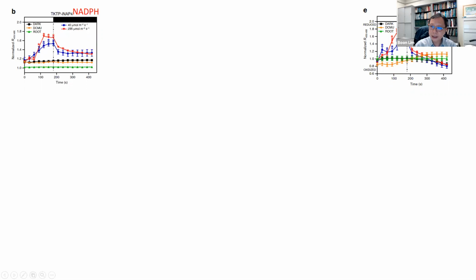And here is the NADH-NAD ratio. And using these two light intensities, we can see that the NADH-NAD ratio also increases. And this increase could be inhibited by DCMU, so this is light dependent.